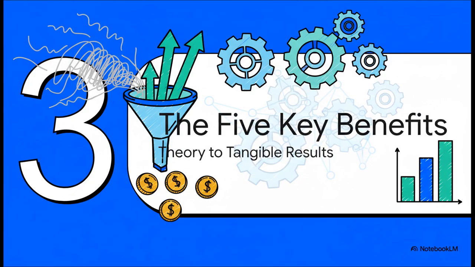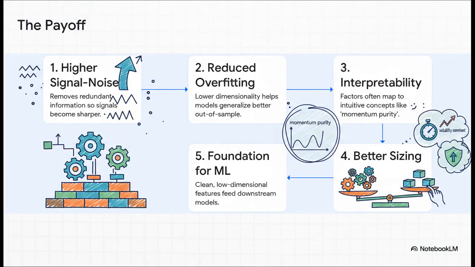Okay, so we get the theory, right? But what's the actual payoff? What are the tangible results you can expect when you apply a technique like this to a live trading system? Well, there are 5 massive benefits here. First, your signal-to-noise ratio goes way, way up. Second, because you're working with fewer, cleaner inputs, your risk of overfitting just plummets.